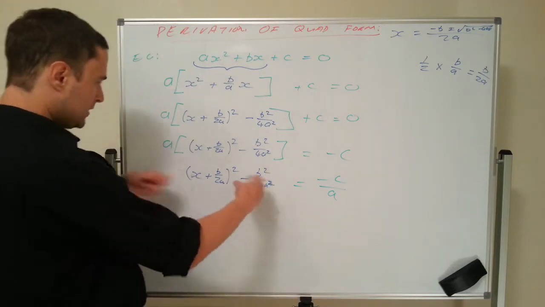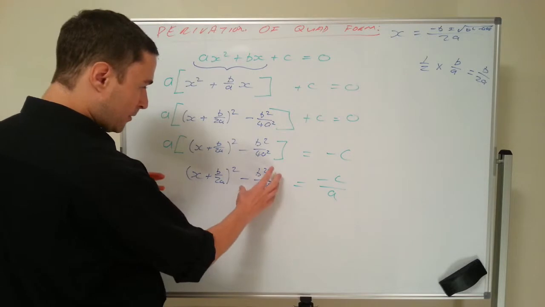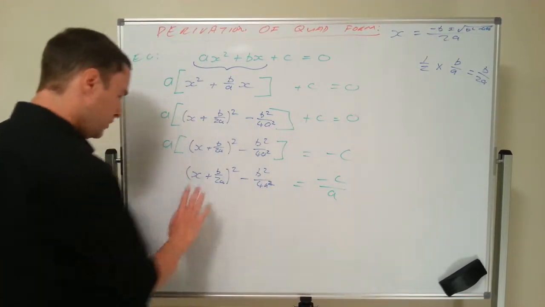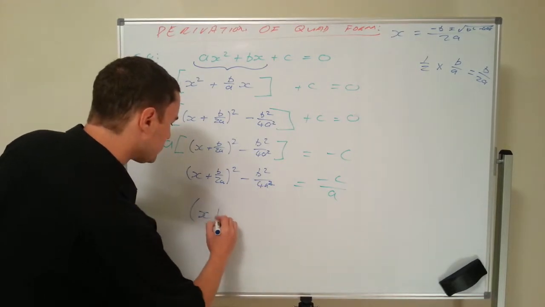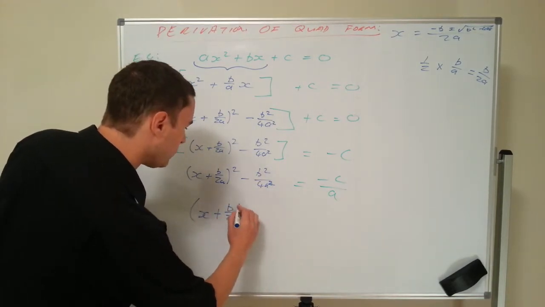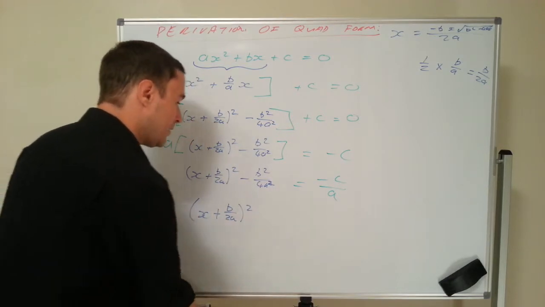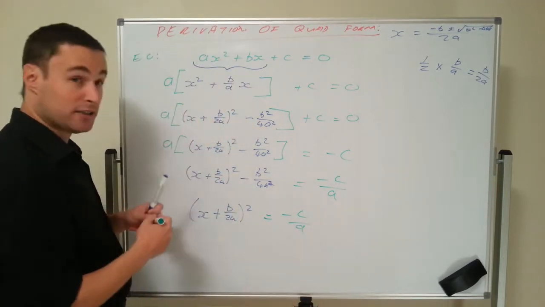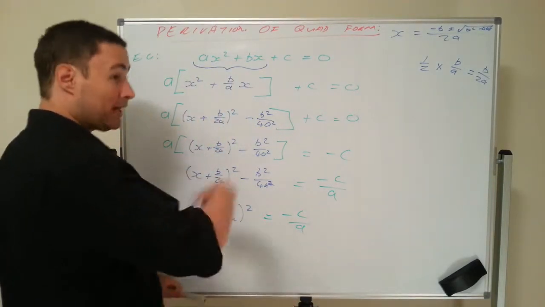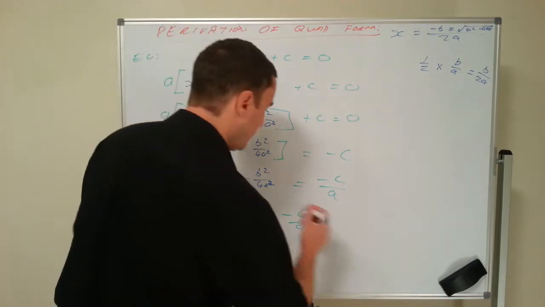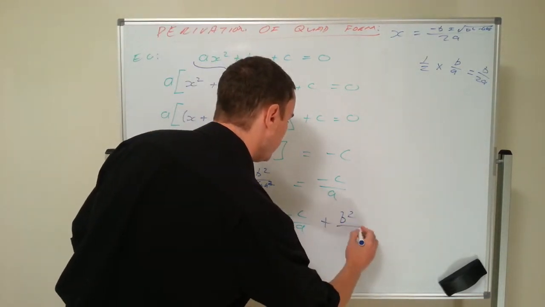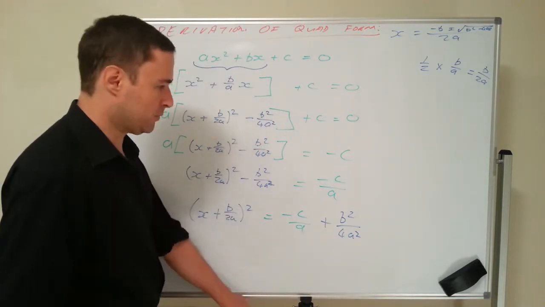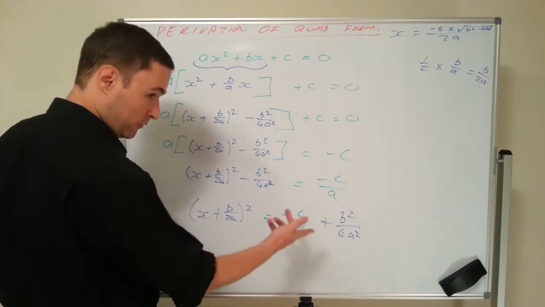So now, start on this side, say BIDMAS backwards. What am I going to get rid of first? I'm going to get rid of this. Opposite of minus that is plus that to the other side. So on this side, I've got x plus b over 2a all squared equals minus c over a. The opposite of minus b squared over 4a squared is plus b squared over 4a squared. You're with me? Okay. I want to make some more space. I'm going to go over to the next page and rewrite this.